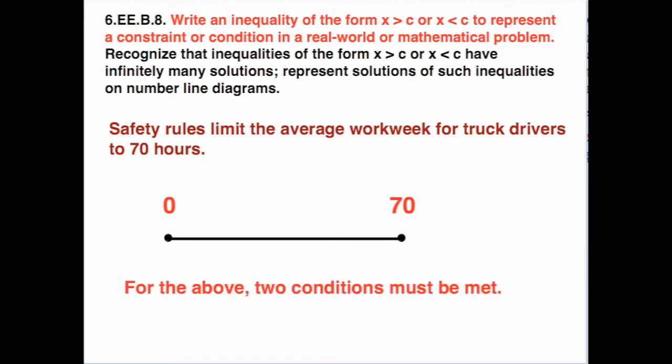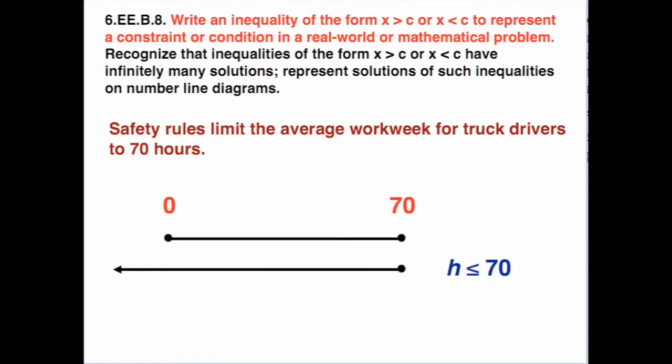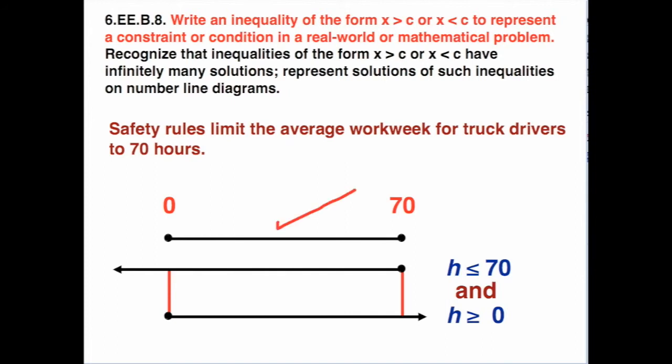So really, for this situation, there's two conditions that have to be met. The number of hours that a truck driver can go has to be 70 or less. So that's the first condition. But since we can't drive negative hours, the number of hours has to be 0 or more. So if we look at satisfying both conditions, here's where we are. It has to be everything from 0 to 70. And so that's the realistic solution here.